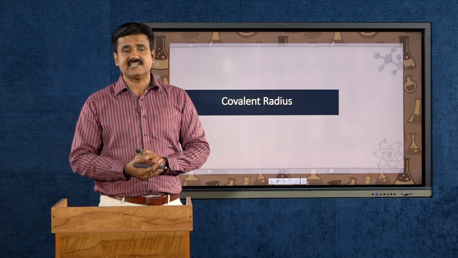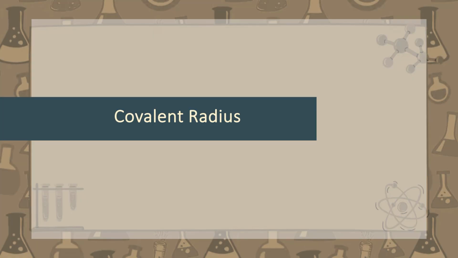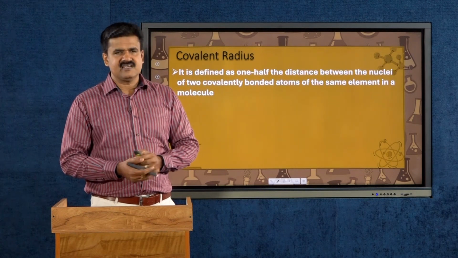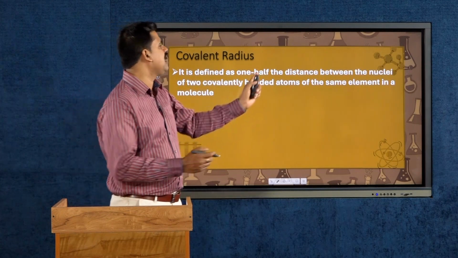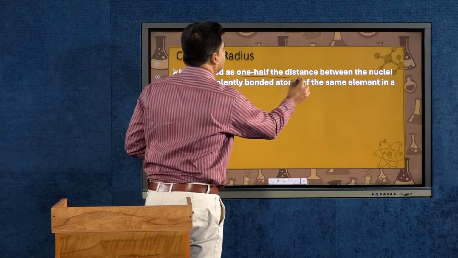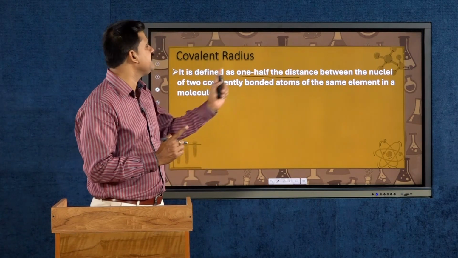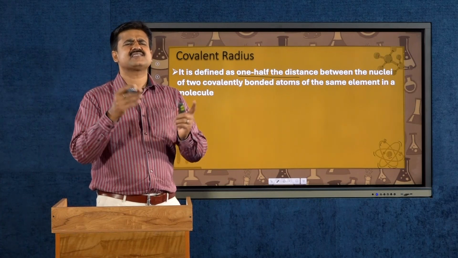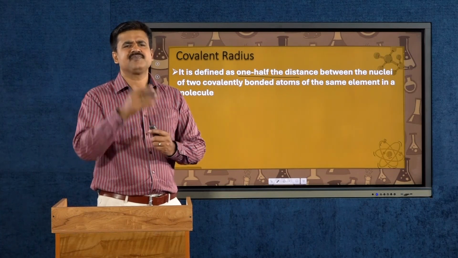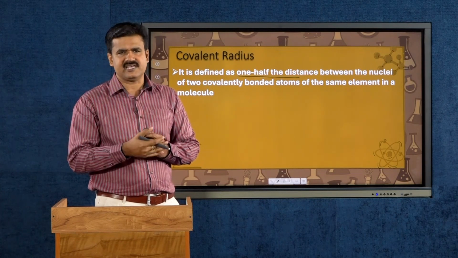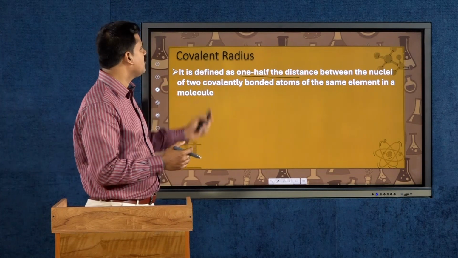The first category is covalent radius. Covalent radius is defined as 1/2 of the distance between the nuclei of 2 covalently bonded atoms. That means if 2 atoms are connected via covalent bond, then 1/2 of the distance between the centers of the nuclei is taken as the covalent radius.